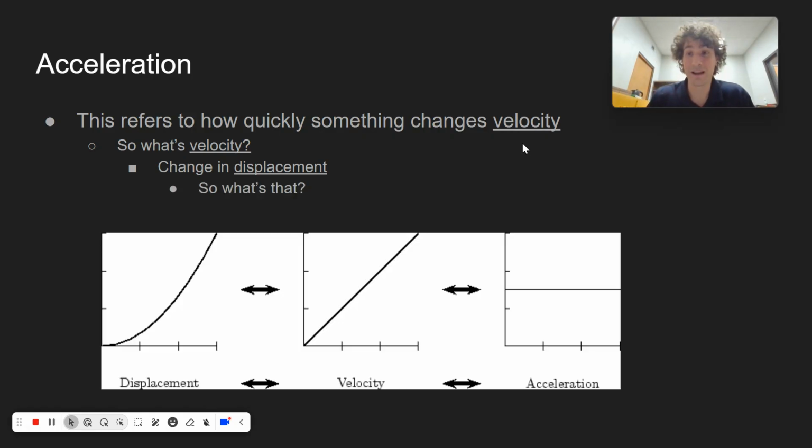So let's take a look. I have these three graphs showing you how it can be tricky to visualize these things. If I have a graph of displacement over time, this graph is nonlinear. There's a curve. In this case, we are getting faster. Our velocity is increasing. Every second I'm getting faster and faster and faster. That's acceleration.